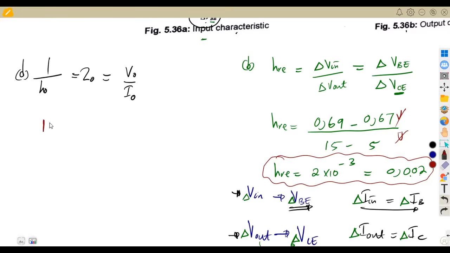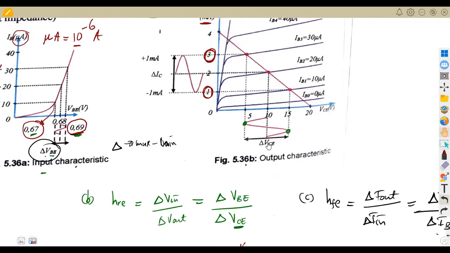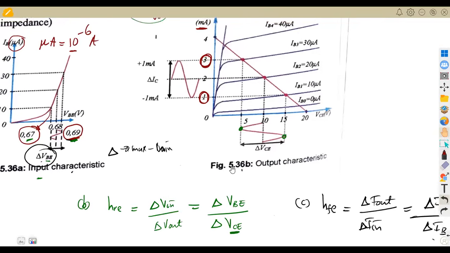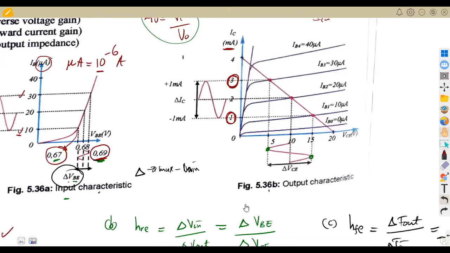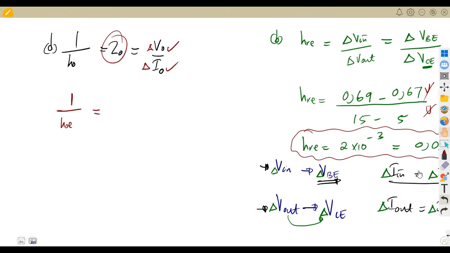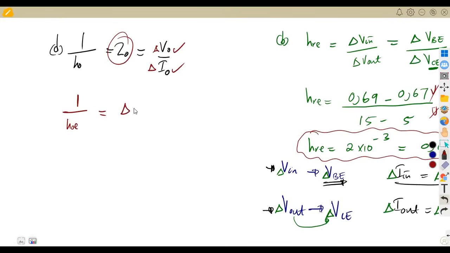So our output impedance, which is 1 over HOE, is going to be the change in voltage over the change in current, but remember, this is output voltage and output current. What do we have at the output? At the output, our voltage is VCE and our current is IC. So it's going to be the change in VCE, the voltage at the output, over the change in the current at the output, which is IC. So we've got collector-emitter, then we've got the collector current.